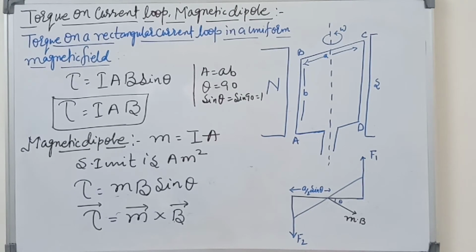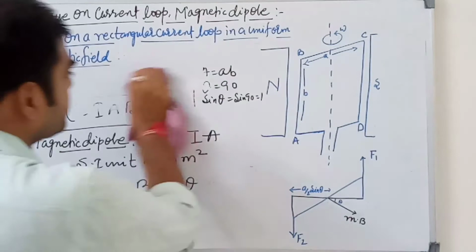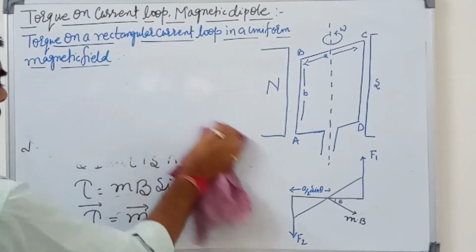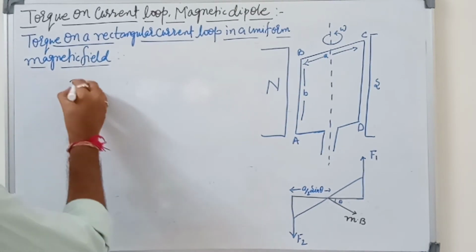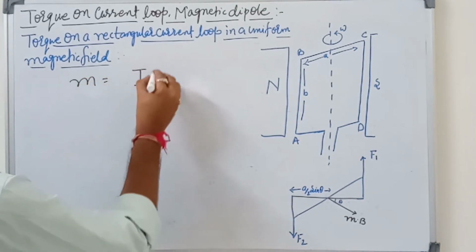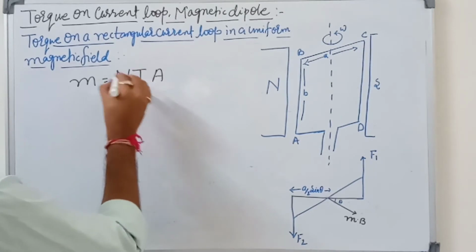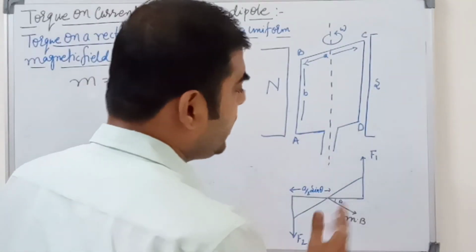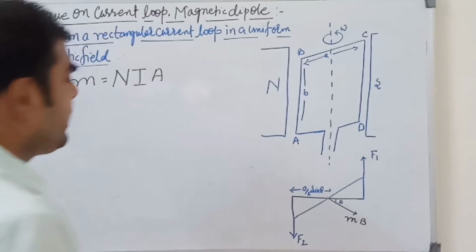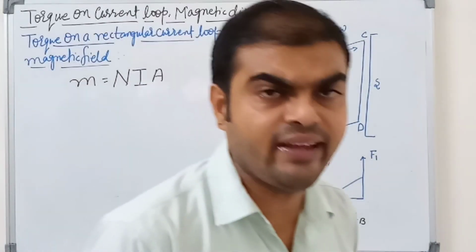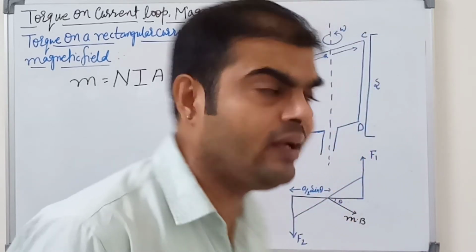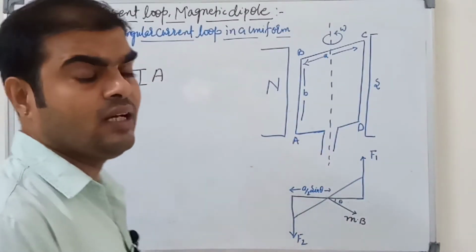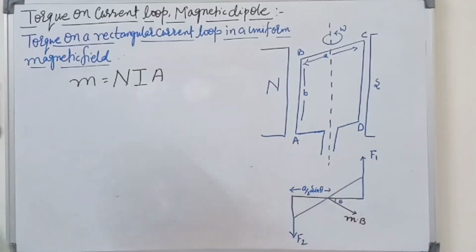Now the magnetic dipole moment, small m, is equal to IA, and it depends on the number of turns. The more turns the coil has, the greater the magnetic dipole moment, and the greater the current, the greater the magnetic dipole moment. If the area increases, the magnetic dipole moment also increases.